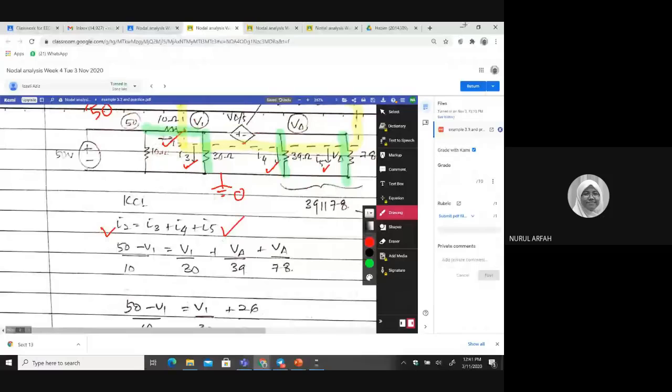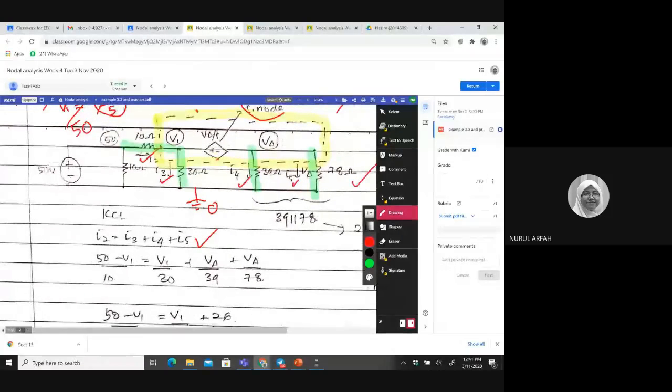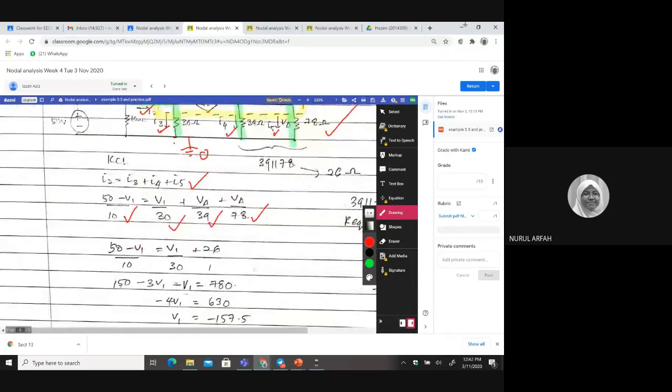Number 1 is correct. And then we look at whether this one is correct or not. So this is 50 minus V1 divided by 10, yes. And then V1 minus 0 divided by 30, yes. V delta over 39, V delta over 78. Yes, very good. So I will give you 1.5 here, and here not 1.5 because you missed the 0, the reference point. So you will get 1.